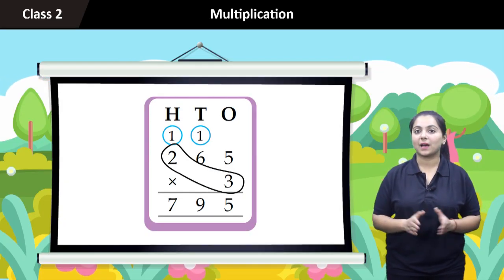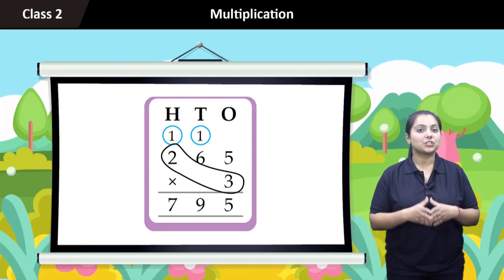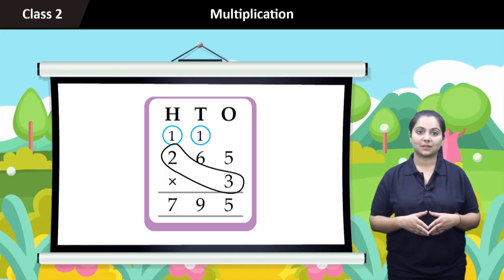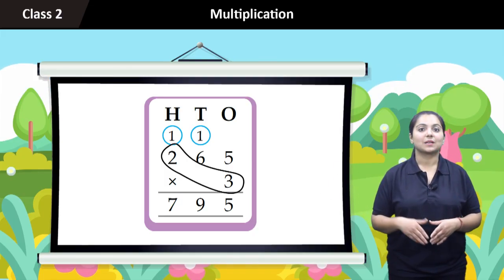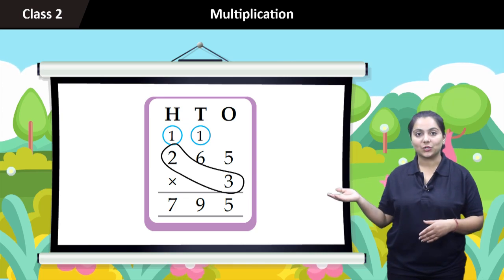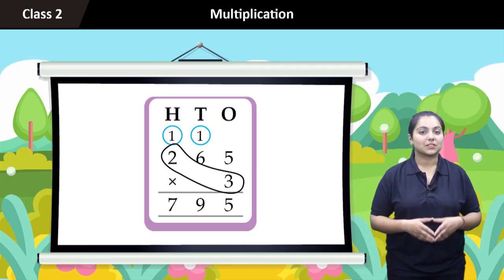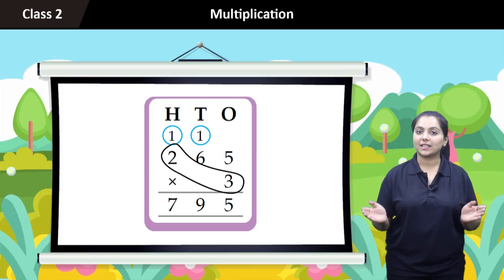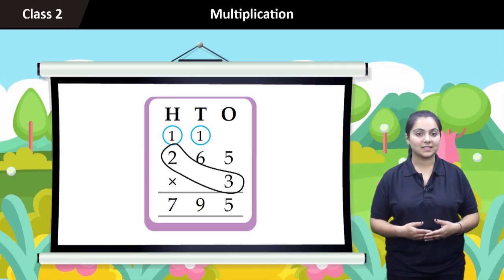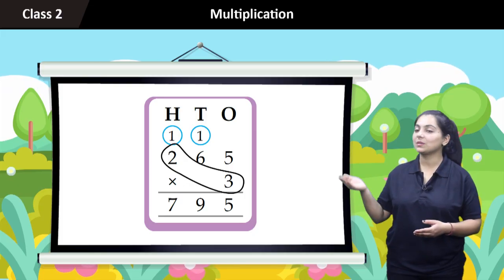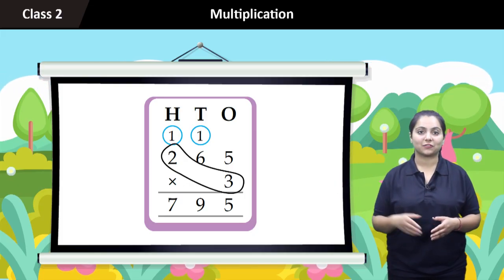Multiply the hundreds by 3. 2 hundreds multiplied by 3 is equal to 6 hundreds. 6 hundreds plus 1 hundred that is carried over is equal to 7 hundreds. Write 7 in the hundreds column. Thus, 265 multiplied by 3 is equal to 795.